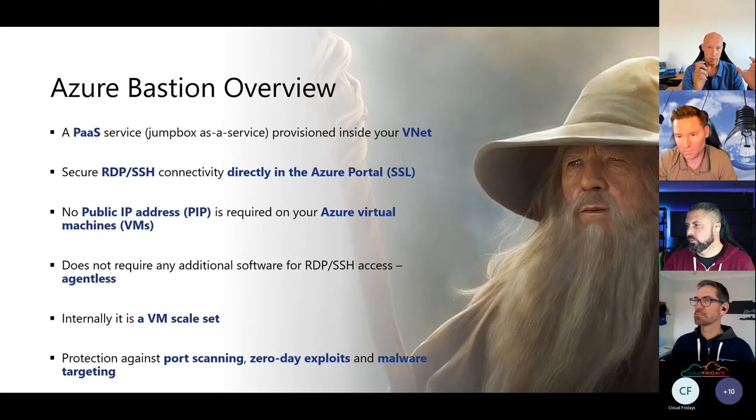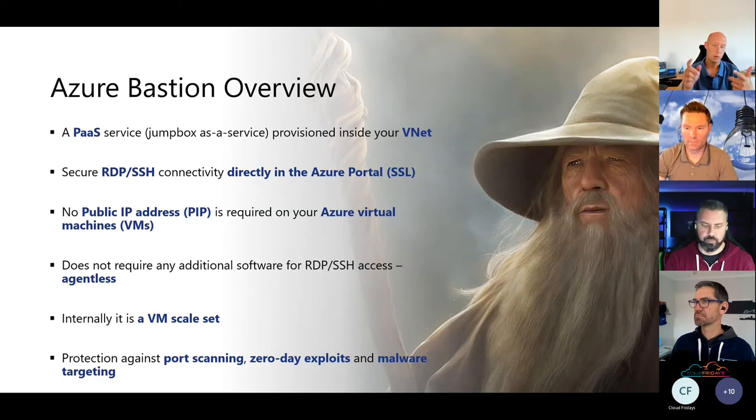Inside Azure Bastion, you will see that it's a scale set. So the minimum is 2 scale units, if I'm not mistaken, but you can scale up to quite a lot more depending on the resources that you require from the Bastion host. It's also a great protection for your virtual machines because, yeah, no public IPs anymore, so no more port scanning, no more zero-day exploits, things like that. So it really protects your environment quite a lot.